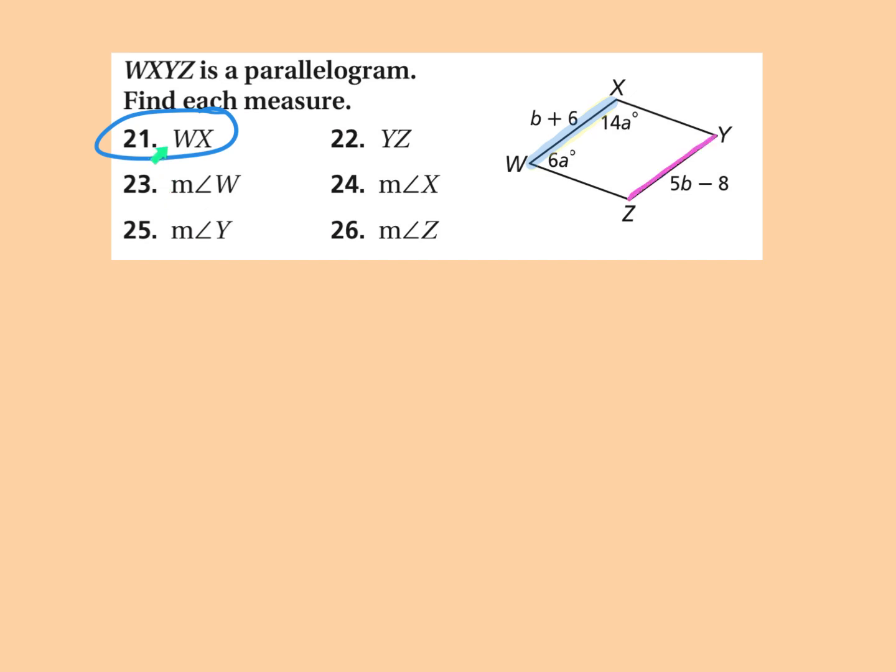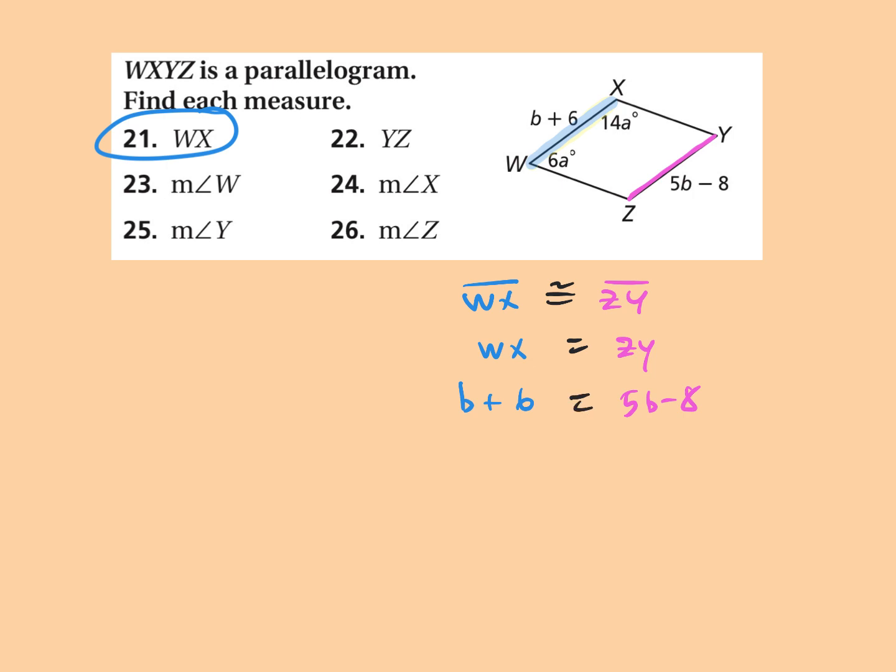Alright, for number 21, we're going to use the fact that this is a parallelogram to find the length of WX, the blue segment. A property of parallelograms is that opposite sides are congruent. Therefore, the blue side and the pink side are congruent to each other. This means that the length of segment WX and the length of segment ZY are equal to each other. And the length of WX is b plus 6, while the length of ZY is 5b minus 8.